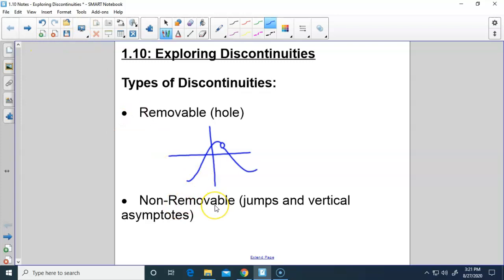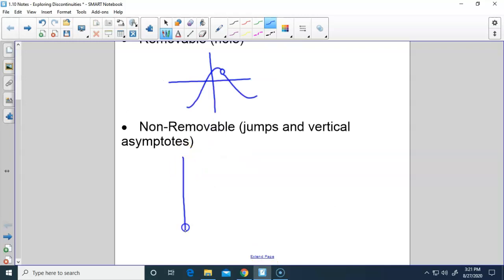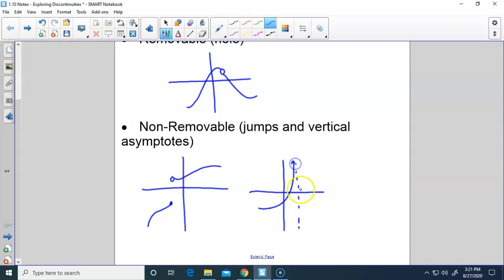Whenever we have non-removable discontinuities, these can look a few different ways. Non-removable discontinuities can look like jumps in the graph, so they might look something like this, where you have a jump in the graph. They also can be vertical asymptotes, so they might be something like this, maybe like this, a vertical asymptote there. So these are the two main ways that you'll see non-removable discontinuities.